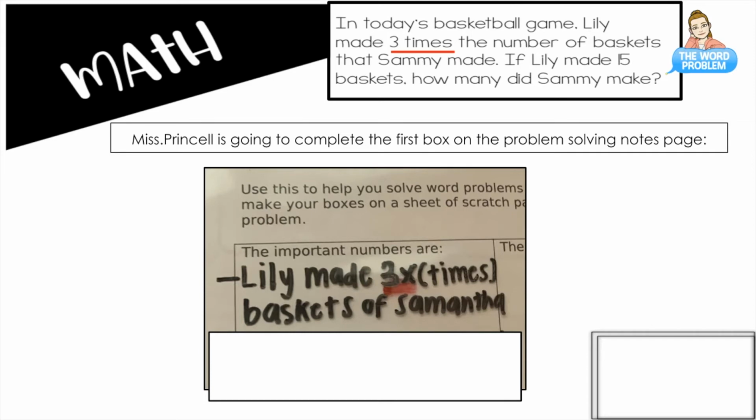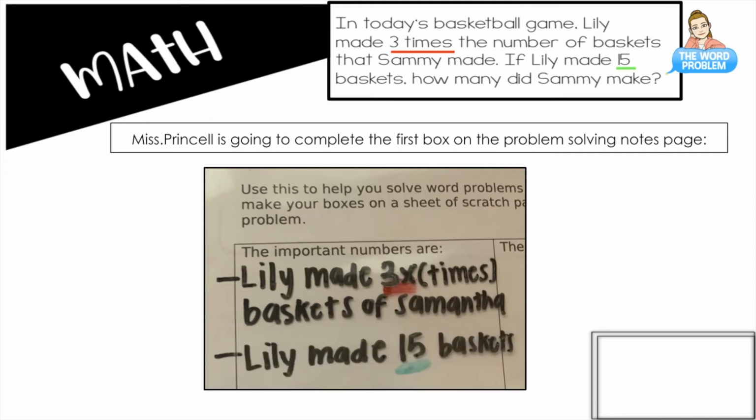And you need to write that down and not be lazy with just putting a 3 in this box. You need to give it context, just as we do in reading, and know that it's 3 times baskets of Samantha or Sammy. Next, we have another number, and it says if Lily made 15 baskets, how many did Sammy make? So you want to come down and you see that Lily made 15 baskets. Again, you don't just want to write 15. You want to make sure that you're saying it's Lily and that she made 15 baskets.